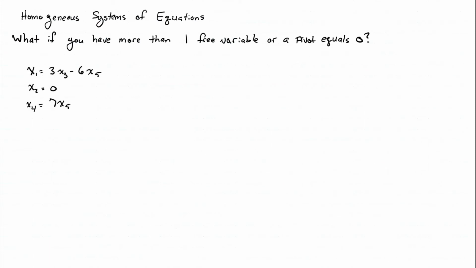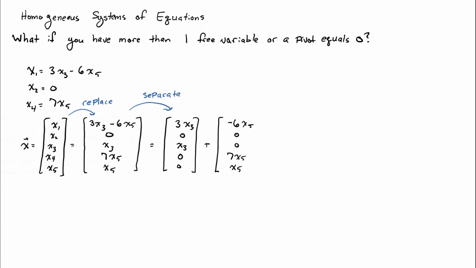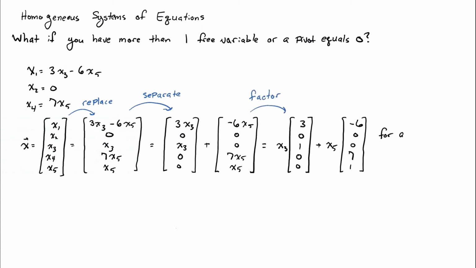Consider the following reduced system. This has 5 total variables and only 2 pivots. First, write the vector x. Replace all the pivots. Separate this vector so that each free variable has its own vector. Factor out the free variable and write for any x3 and x5. Of course, you'll replace this with whatever your free variables are.